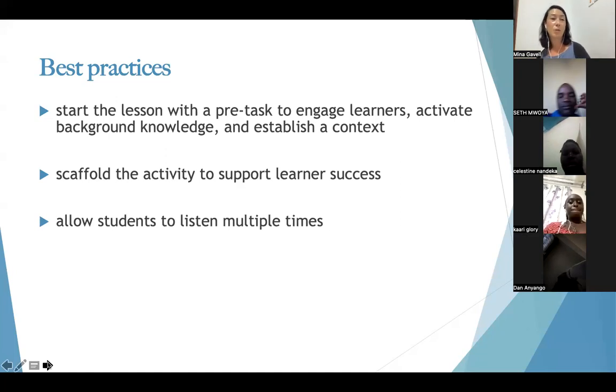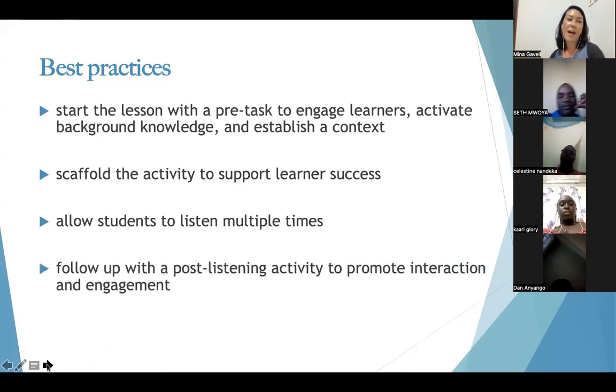Students need to listen multiple times, especially in the beginning. In real life, we usually don't get to listen multiple times. For example, if we're in a lecture and a professor is lecturing, we can't say, oh, excuse me, teacher, I wasn't listening. Can you please say everything again? But in real life, we often can ask questions and get the main information back that we need. But as learners are first starting out, we want to give them multiple chances.